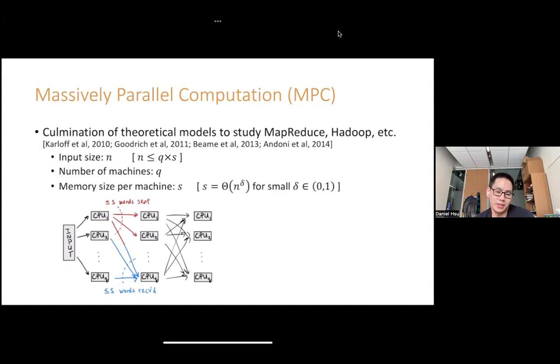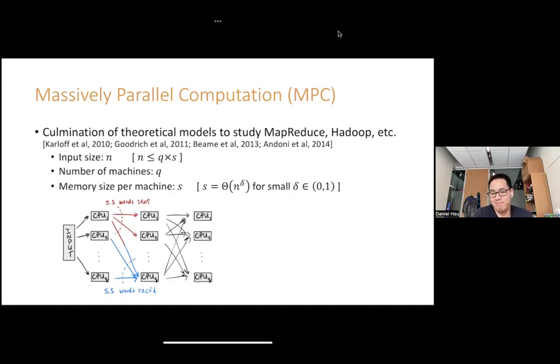So what's going to be important is that we also parameterize the memory size for any machine, or the storage, or whatever a single machine has access to. So we'll say that the number of machines is Q, and this memory size per machine, let's say in words, is just S. And S is going to be something that's sublinear in the input size n. So n to some fractional power delta, being some fraction between 0 and 1.